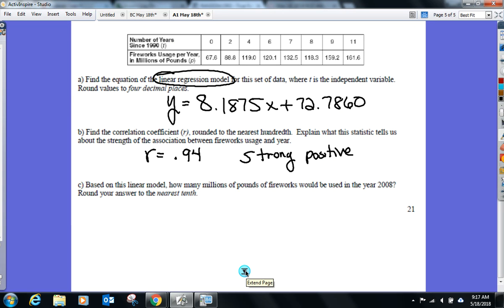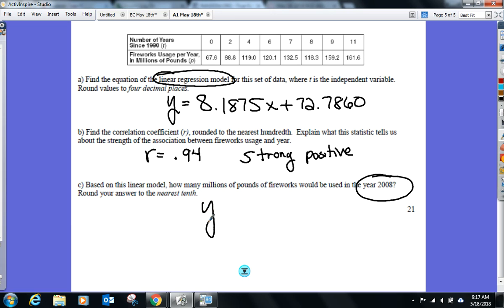Okay, use your equation. How many millions of pounds of fireworks are going to be used in the year 2008? Be careful. Everyone stop. You're not plugging in 2008. Go back up to the table. What does 0, 2, 4, 6, 7, 8, 9, 11 all represent? Years since 1990. You're not going to plug in 2008. What am I going to plug in for X in this case? 18, because it's 18 years since 1990.